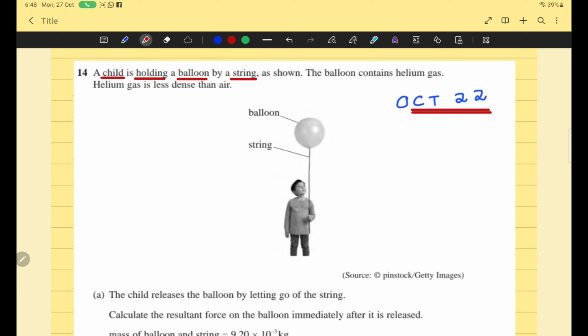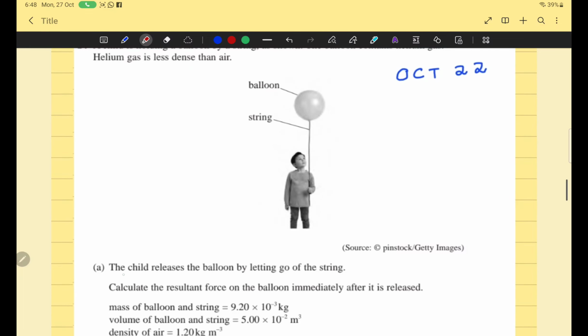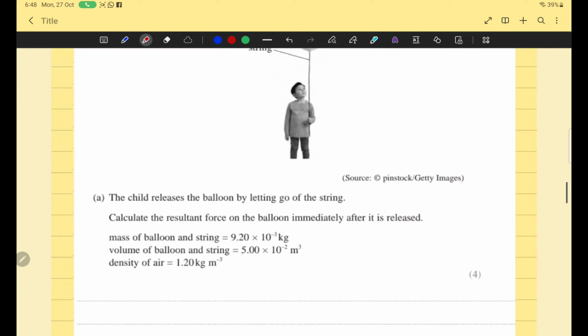a string. Okay, and you know it is filled with helium, and helium is less dense than air. That is why such a balloon always moves upward. The question is, the child releases the balloon by letting go of the string. ठीक है जनाब, बच्चे ने स्ट्रिंग छोड़ देना है अभी। Calculate resultant force.